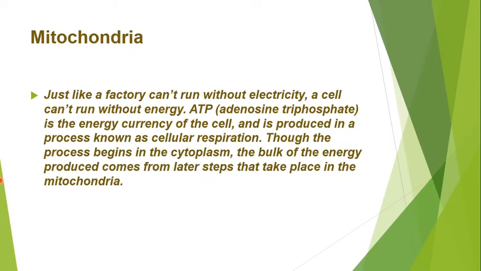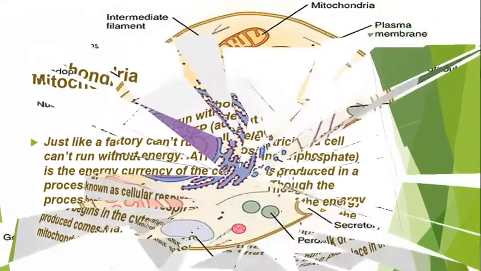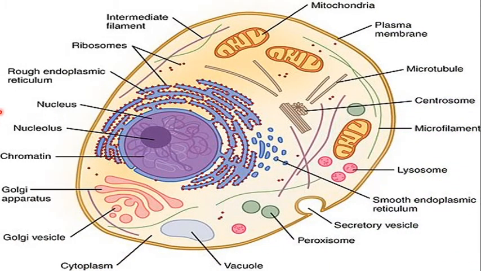Now another part is the mitochondria. The mitochondria is called the powerhouse of a cell. Why is it called the powerhouse of a cell? Because it produces energy. It's just like a factory, which can't run without electricity. Similarly, a cell cannot run without energy, and this energy is provided by the mitochondria. So that's why we call it the powerhouse of the cell. Once again I'll show you the mitochondria, the structure.